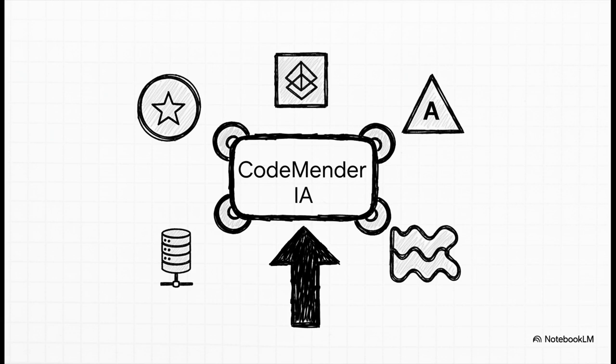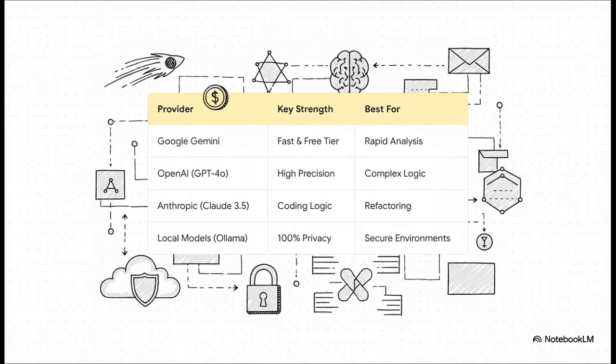Instead of being locked into one company's AI, it lets you plug in the one you actually want to use, or the one your company already pays for. It's all about giving you, the developer, freedom and control. And here's the current roster. You can use Google's Gemini, which is great for quick checks, especially with its free tier. If you need some serious firepower for complex logic, you can swap in OpenAI's GPT-4o. The developers also call out Anthropic's Claude 3.5 Sonnet as being amazing for actual coding logic and refactoring.